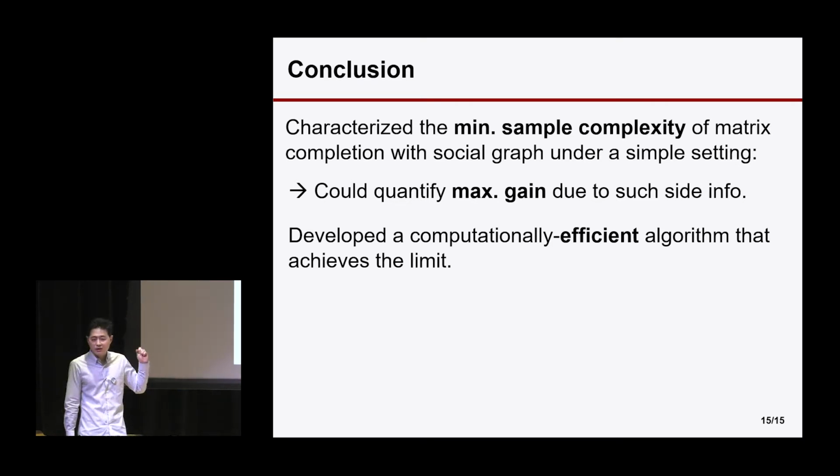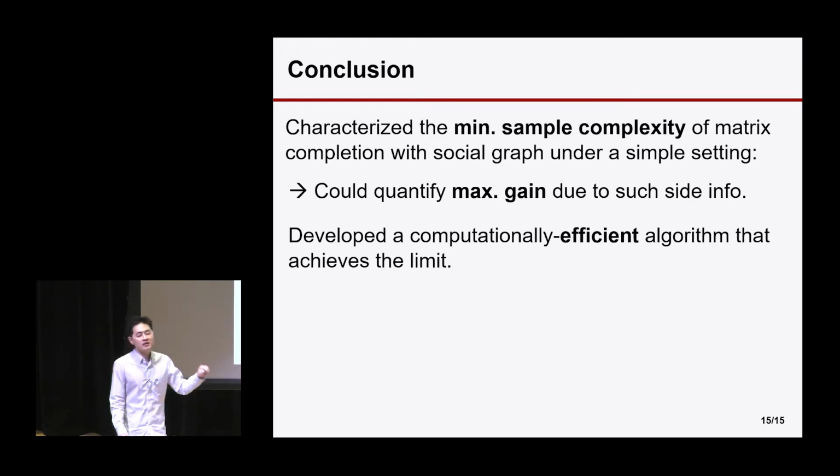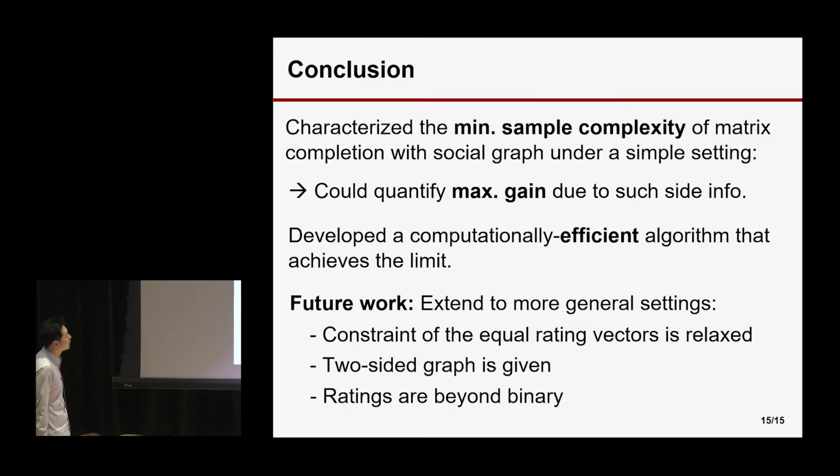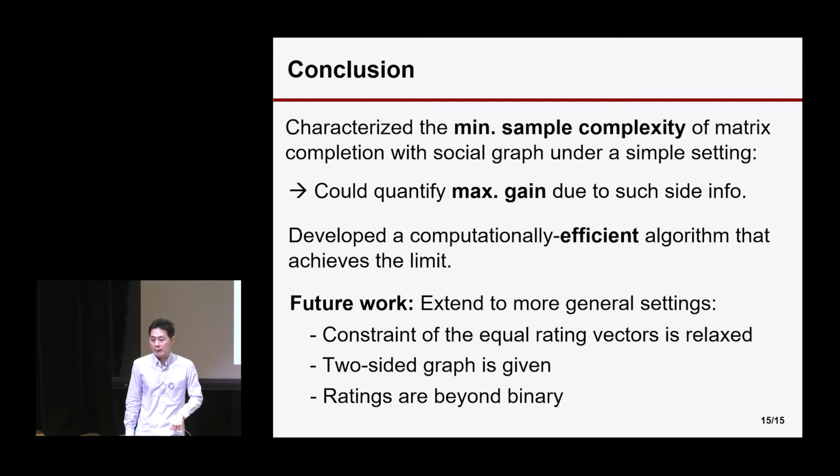And the one thing that I'd like to mention about future work is the following. In this work, the setting that we consider, as I mentioned before, is a bit simple, right? So one natural future work is to extend this to a more general setting. For example, the constraint of equal rating vectors can be relaxed. Or you may want to have two-sided graph information instead of one-sided. Or the ratings could go beyond binary, something like that.